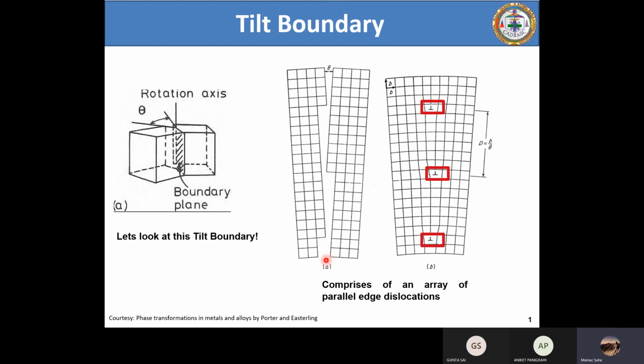So what do I say? If you consider the perpendicular to the rotation axis in the case of a tilt boundary, why do I say perpendicular? Because if I'm talking of this line, this line is actually perpendicular to the rotation axis. The grains are rotated somewhat like this. In this case, the rotation axis should be towards you, not along the plane of the screen, not parallel to the screen. It should be perpendicular to the screen, to your computer screens.